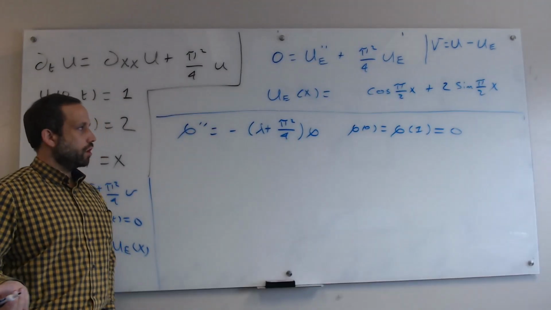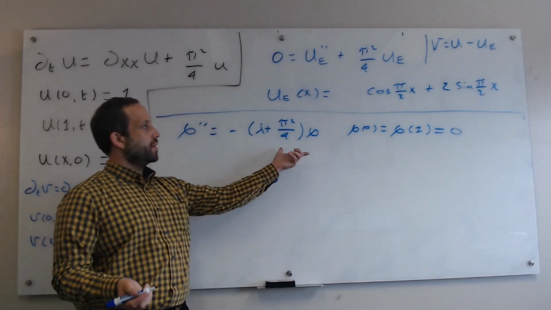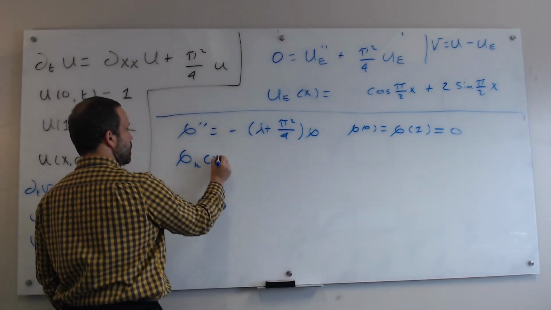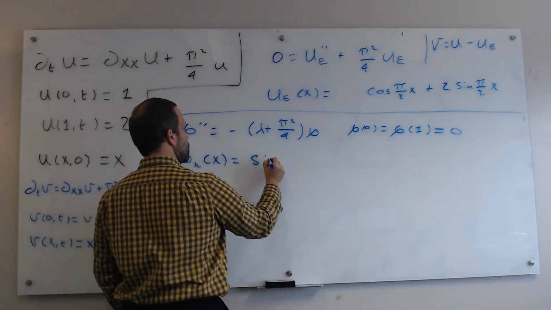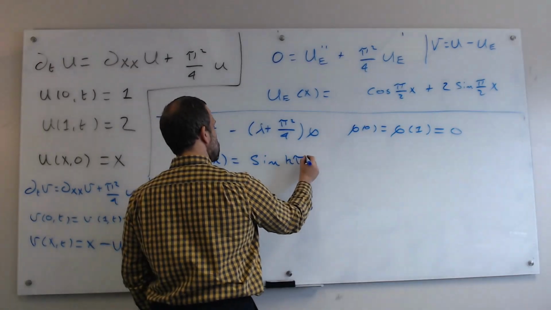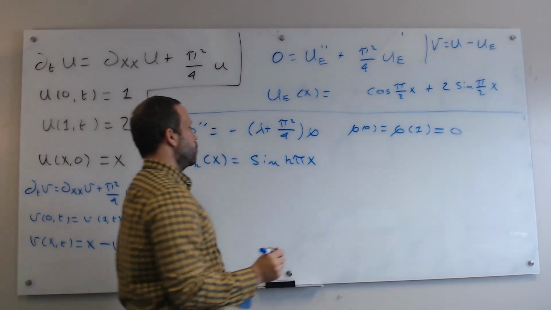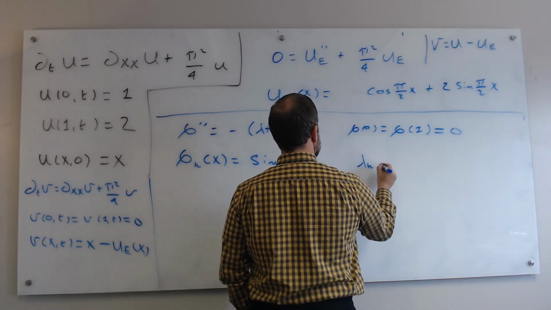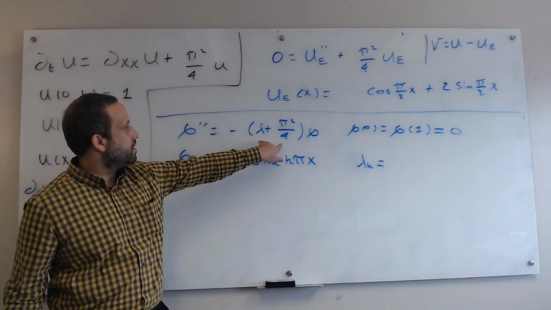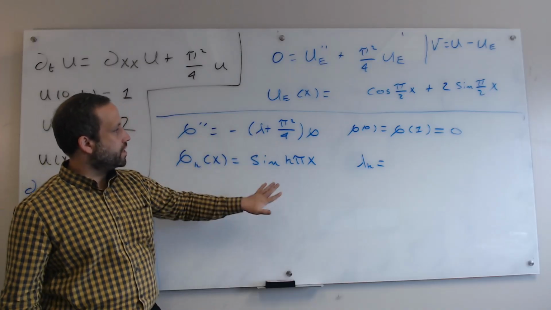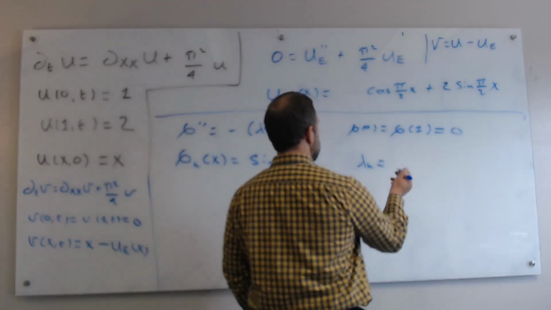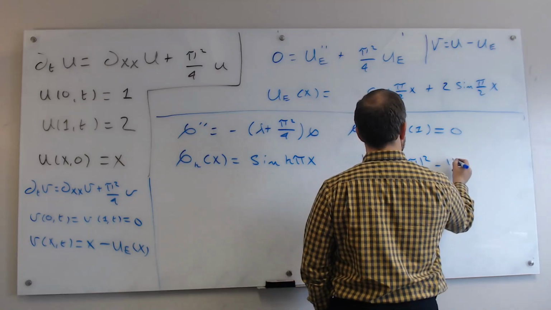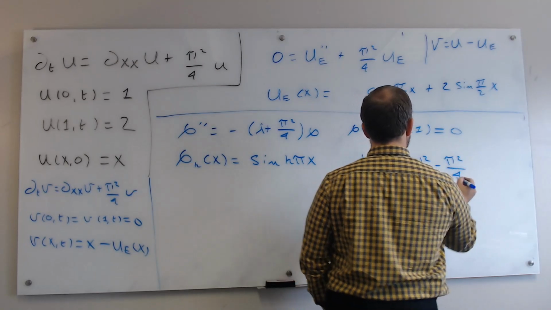Now we've done this before. We've got phi double prime equals something times phi, and so we know that with these Dirichlet boundary conditions, phi_k of x is equal to sine of k pi x, and the corresponding eigenvalue is going to be lambda_k. The square root of this is equal to k pi, so lambda_k then is going to be equal to k pi squared minus pi squared over 4.